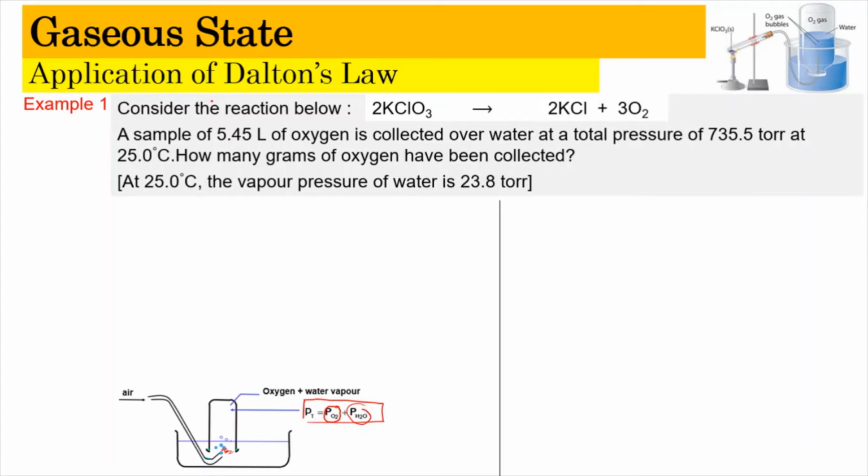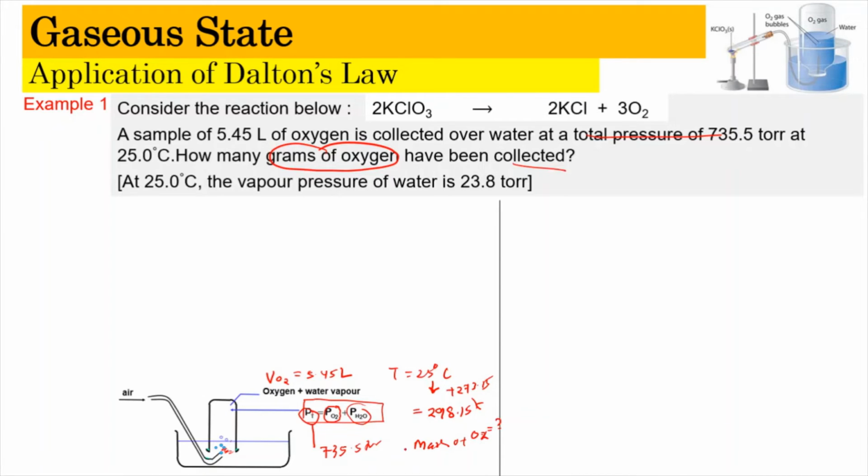It is stated here that a sample of oxygen gas is collected over water. The volume of oxygen that we obtain is 5.45 liters, and the total pressure here, PT, is 735.5 torr. It happens at a temperature of 25 degrees Celsius, which we need to convert into Kelvin, where we get 298.15 Kelvin when we add 273.15. We need to figure out how many grams of oxygen have been collected, so we need to find the mass of the oxygen gas.